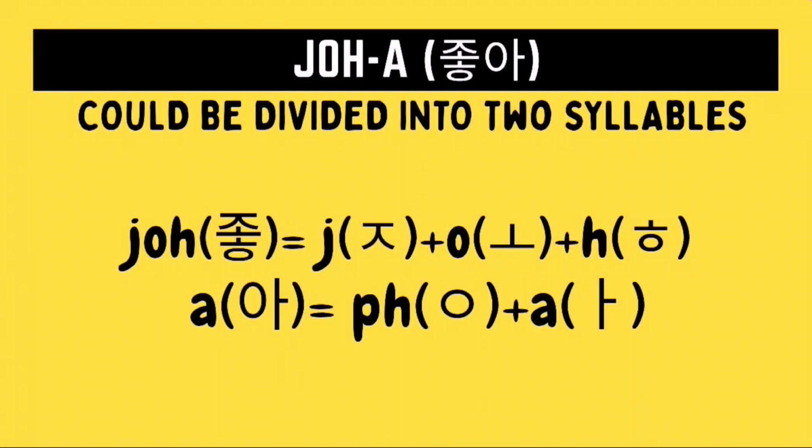Now, how do we spell joah in Hangul? Let's start with the first syllable. To be able to write the first syllable jo in Hangul, we need to draw first a JOH character, followed by an O character, followed by a HIO character. And then for the second syllable a, we need to draw first a no-sound iyong character, followed by an a character. And then, we just have to combine the Hangul for each of the syllables to form the Hangul of the word joah.